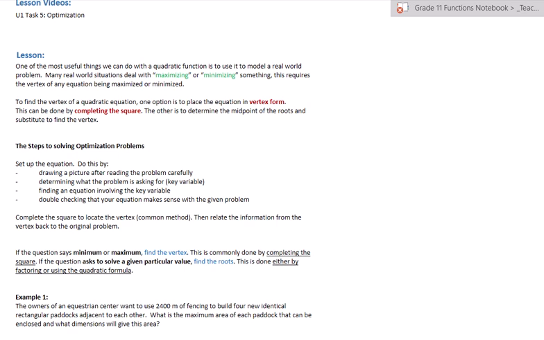If the question says minimum or maximum, you are finding a vertex. Again, this is commonly done by completing the square. If the question asks to solve for a given particular value, you want to find the roots, which is done by factoring or using the quadratic formula.